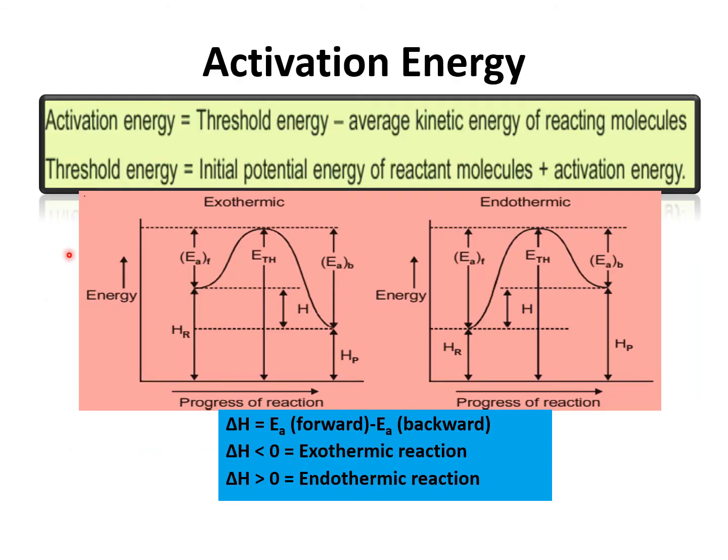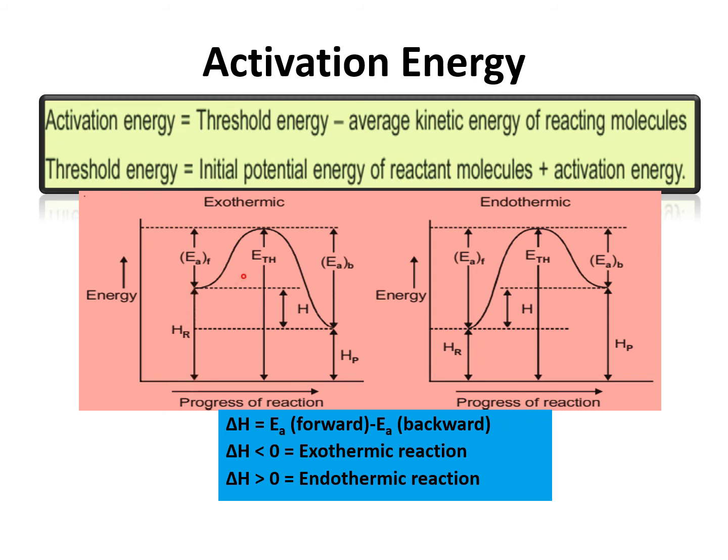Activation energy, see here, this is the graph of energy against the progress of the reaction. What is activation energy? It is the threshold energy minus the average kinetic energy of the reacting molecules. If you see, this is the threshold energy, and this is the average kinetic energy of the reactant. It may be HR, meaning the enthalpy of the reactant, or the potential energy of the reactant, whatever term you use, but this is the energy level.